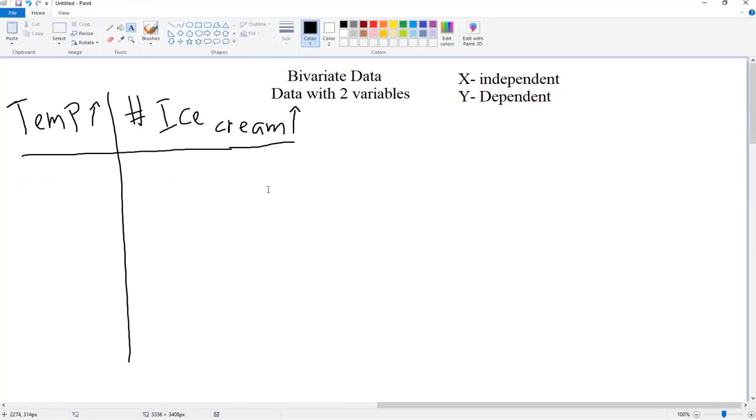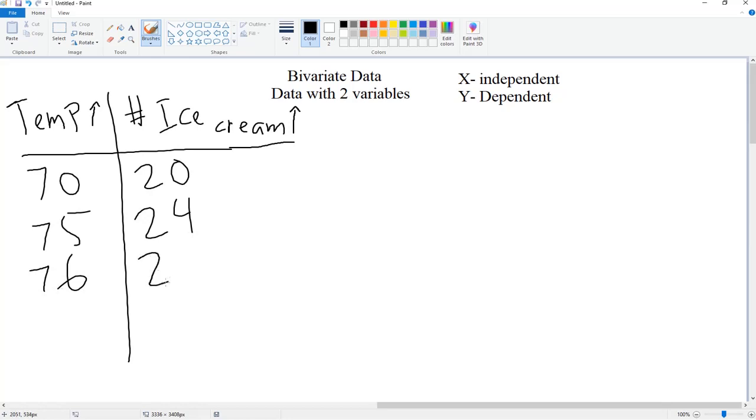So I'm going to put in some random data values. Let's say we have 70, and they sold 20 ice cream cones. And then we went to 75, and they sold 24 ice cream cones. And then the next day it was 76, and they sold 23 ice cream cones. And then say they went up to 78, and they sold 30 ice cream cones. And then it went up to 80, and they sold 42 ice cream cones. All right? This is just random data.